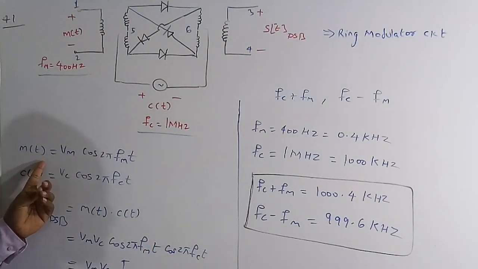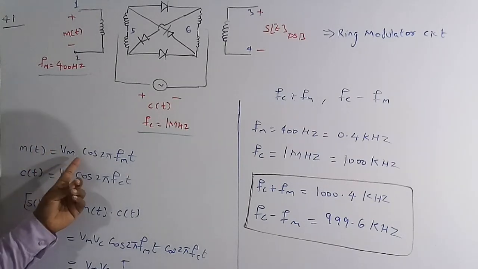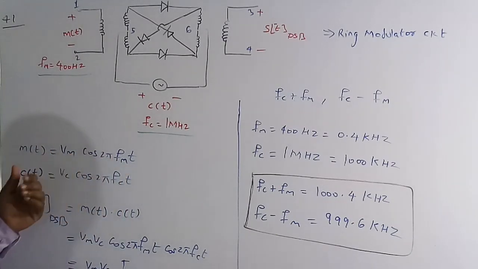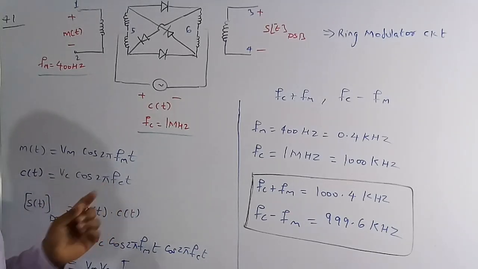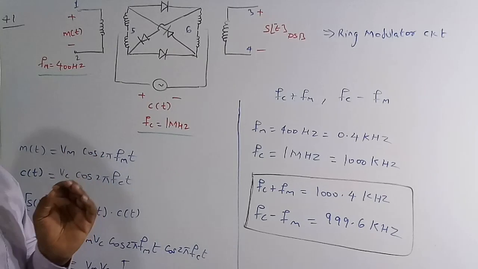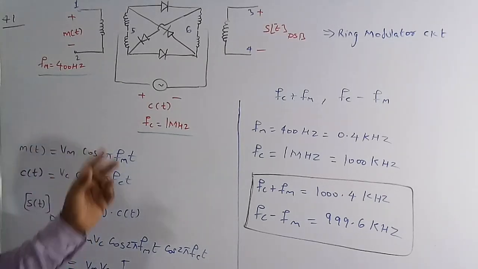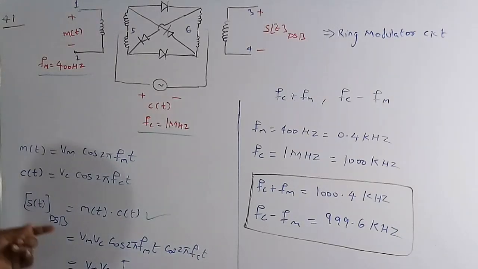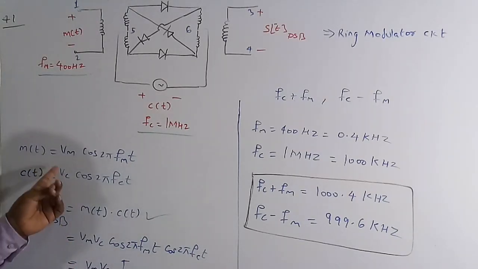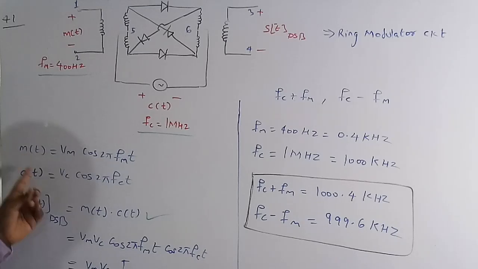See, m of t is called the message signal. The basic waveform is Vm cos 2 pi fm t, and similarly the carrier signal basic equation is Vc cos 2 pi fc t. Basically S of T DSB is just the product of this m of t and c of t. This is the basic function of the DSB. If you want to write the expression for the DSB, you need to multiply m of t and c of t.